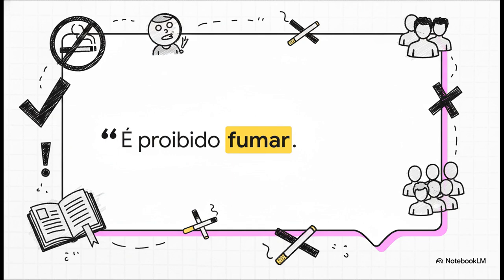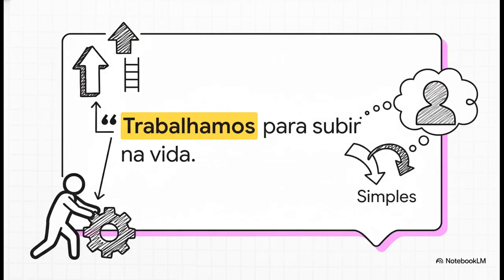Okay, here's a classic example. É proibido fumar. This is a general rule. It doesn't matter who is doing the smoking, the act of smoking itself is what's prohibited. The subject is kind of everyone and no one at the same time. So the infinitive, fumar, just stays in its basic vanilla form. And here's another perfect example. In the sentence, trabalhamos para subir na vida, the main verb, trabalhamos, already shouts from the rooftops that we are the ones doing the work. So by the time we get to the infinitive, subir, we don't need to specify the subject again. It's already understood. Pretty straightforward, right?